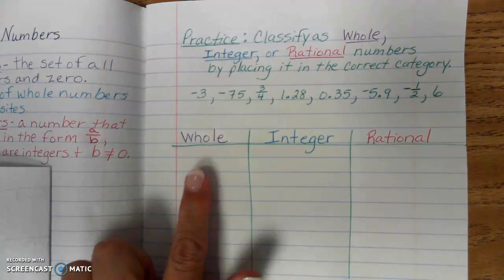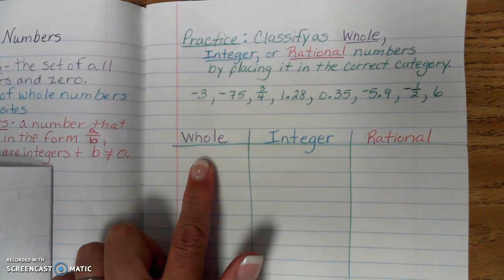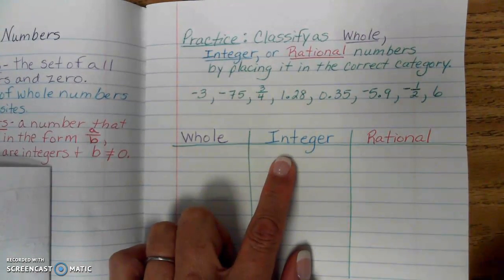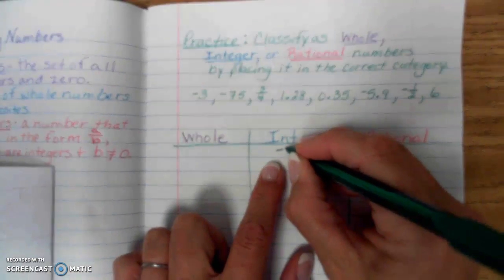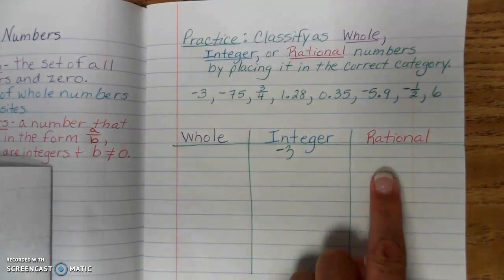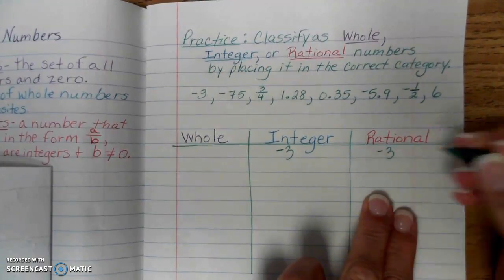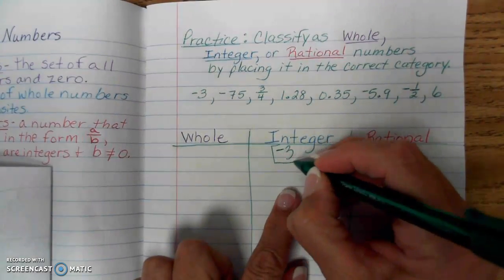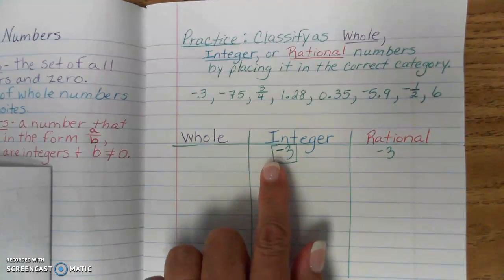Negative 3 is not a whole number, but it is its opposite. So that would be an integer. If it's the opposite of a whole number, we're going to put it under integer. And if it's an integer, it is also a rational number. It fits in those two, but what's our most specific classification? Integer. So I'm going to box the most specific classification, but it's an integer and a rational number.